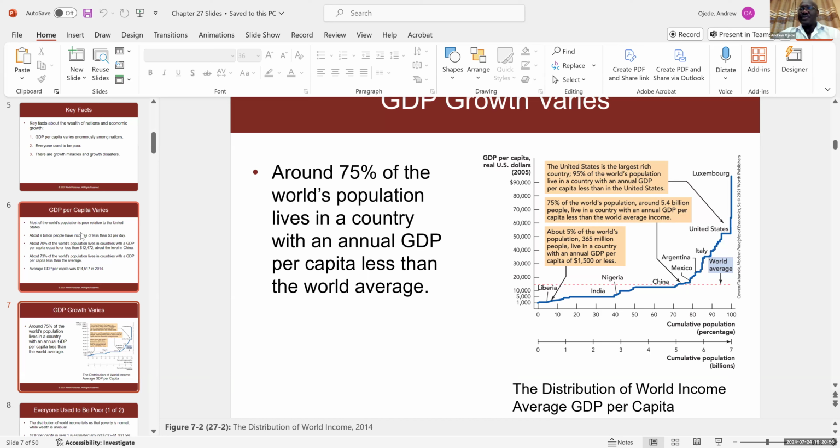And then you see some of the rich countries like Luxembourg, the United States, with very high income. Italy, okay. Argentina is about $20,000, but Argentina used to be among the richest countries when we go back in time, like in the 1970s. But it has since regressed to become more like an average country.